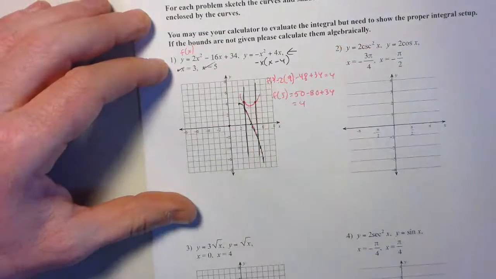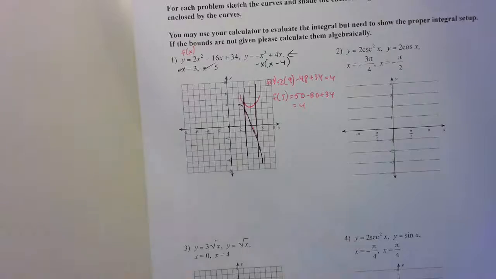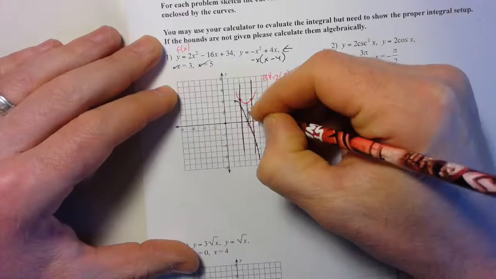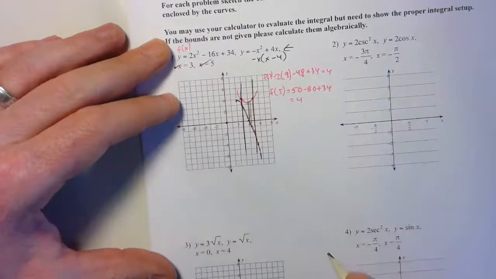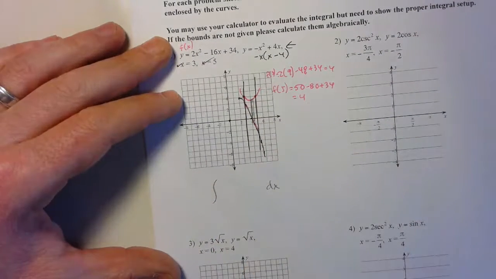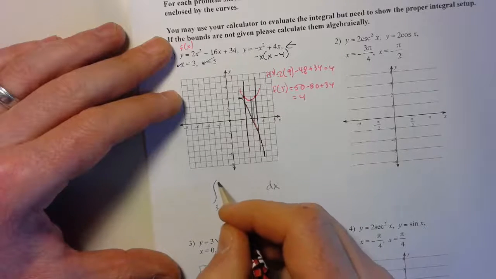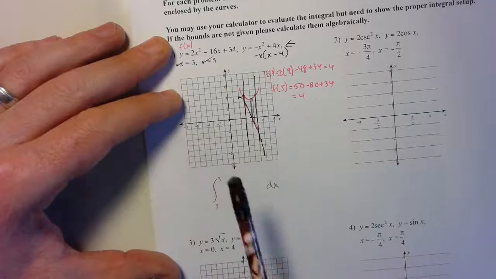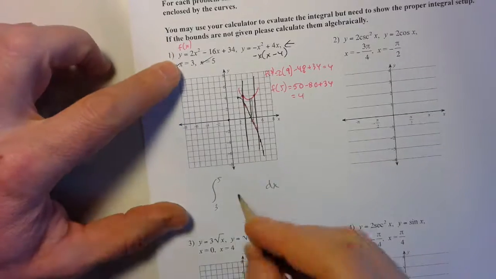If I think about those slivers we talked about, the sliver right there, I'll use pencil for this. There's my rectangle that I'm going to have right there. You can see its thickness is dx, so that tells me my integral is going to be in terms of dx. My bounds are going to be 3 to 5. And I'm going to take the pink function and subtract the black function, the pink function being the first one.